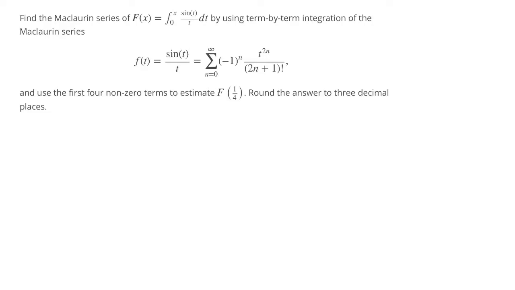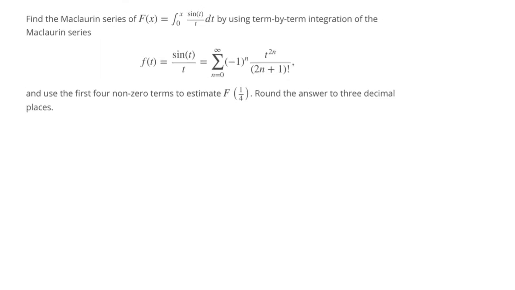So let's see what we need in this particular problem. We want to find the Maclaurin series of f of x equals the integral from 0 up to x of sine of t over t dt, and we want to use term-by-term integration. Here we're given the series expansion for sine of t over t, and we want to use 4 non-zero terms to estimate a value. All right, so let's jump in and see how we can do this problem.